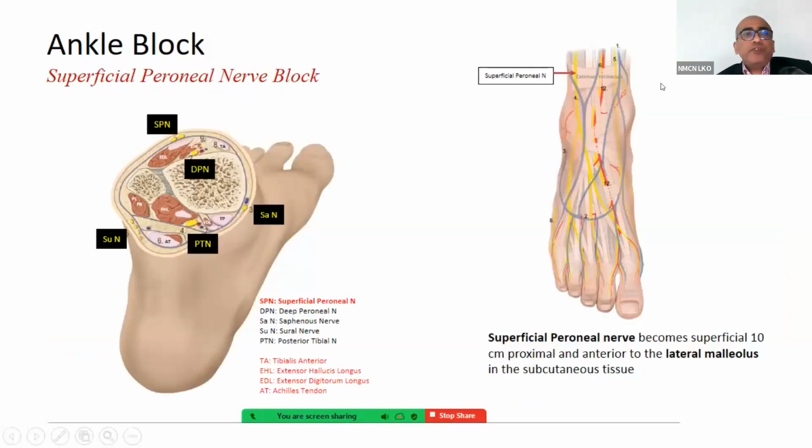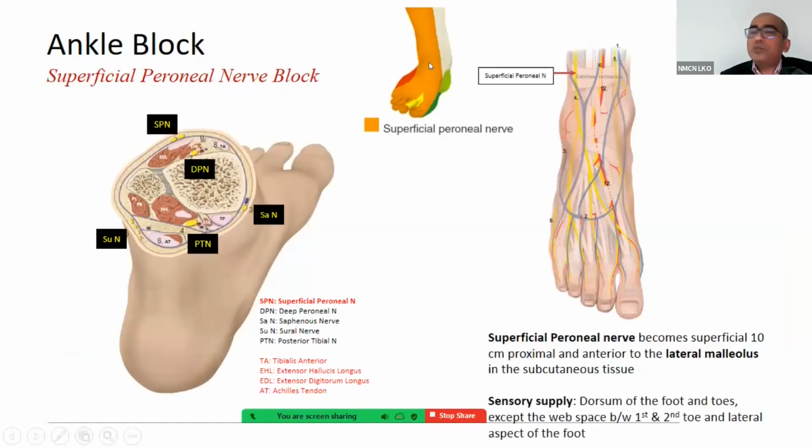Then this superficial peroneal nerve, it's a subcutaneous nerve which lies along the lateral malleolus. It becomes superficial around 10 to 12 centimeter above the lateral malleolus. So, it supplies the dorsum of the foot, except the web space between the first and second toe.